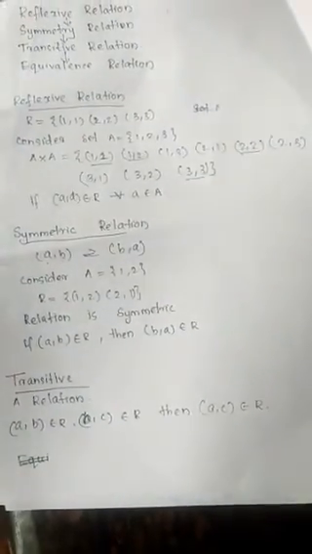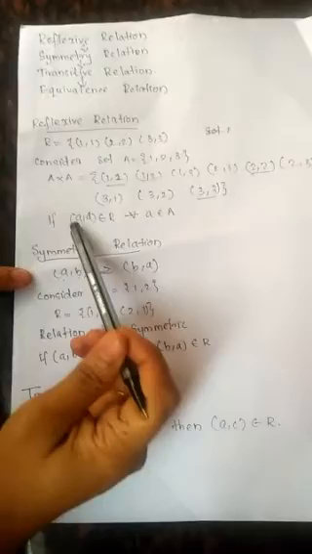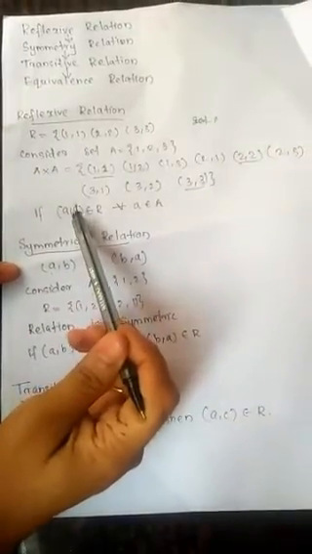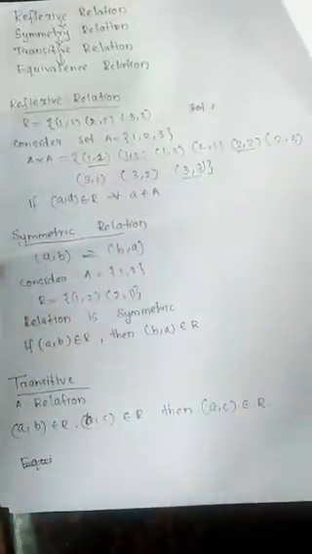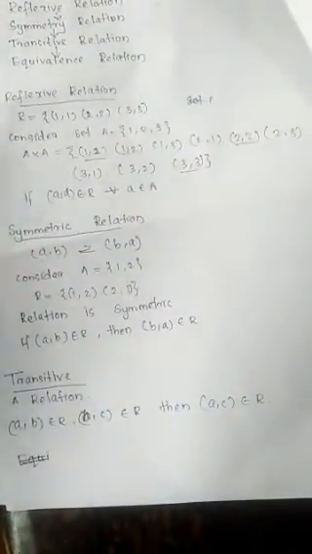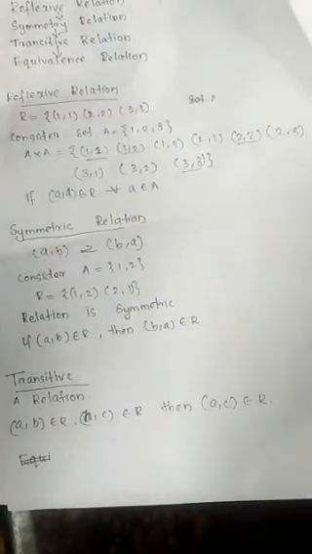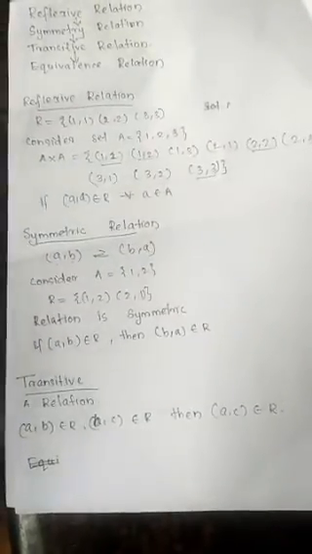A relation is reflexive if (a, a) belongs to the relation for all a that belongs to set A. This is what we call a reflexive relation.